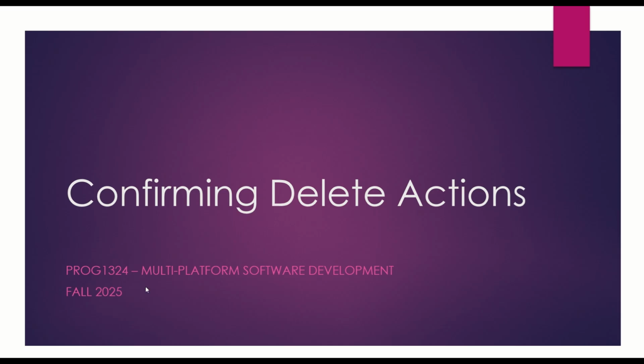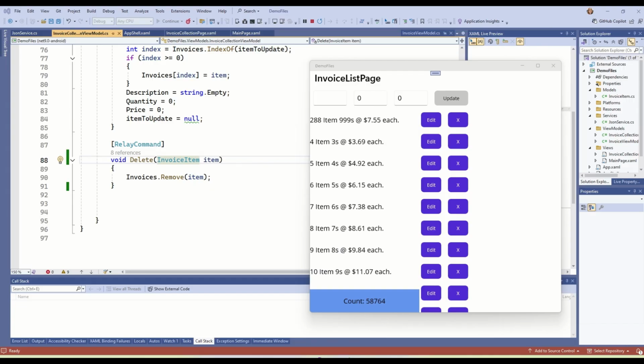So let's get started. We're looking at our sample application that shows a list of invoices that are being read from a JSON service. In this list, we have two buttons next to each item, one button for edit and another button for delete. That's the button with the X on it. And the way that the app is currently set up is that when we click on a delete button next to a particular item, that item is immediately removed from the collection.